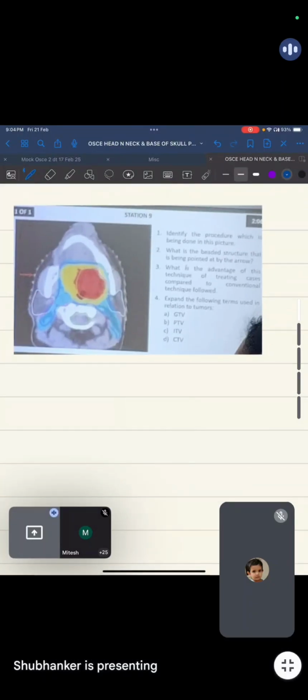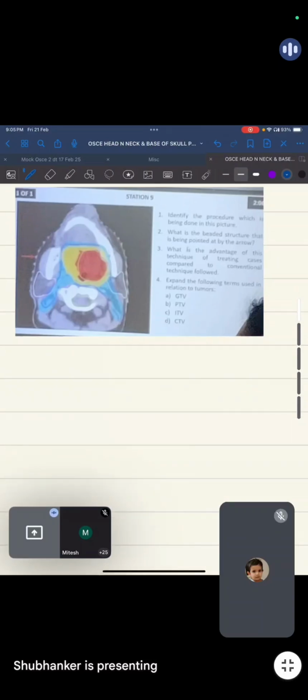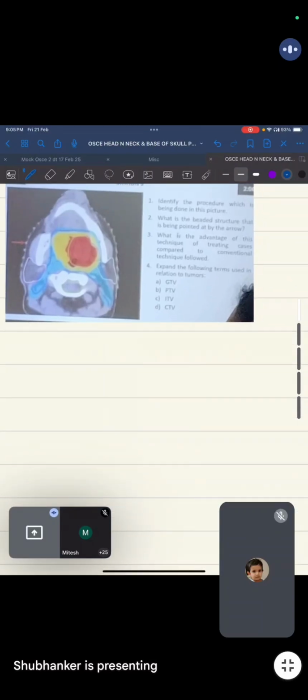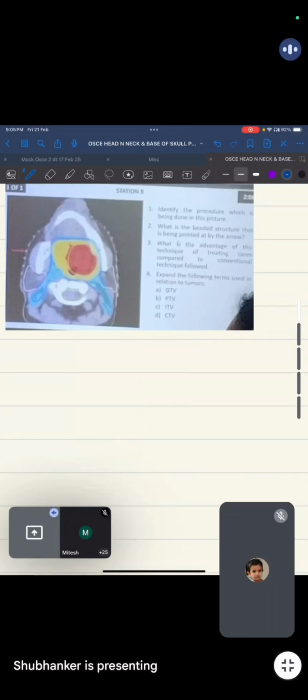I'll tell you what the answers are, answer the doubtful points, and also cover the important points related to this kind of image that you should read through. Okay, so the procedure is basically EBRT, and likely proton beam therapy. It's not much of a key. What will be the exact answer? If I were to answer, the first answer will be external beam radiotherapy.